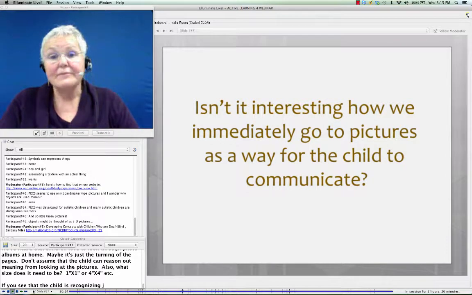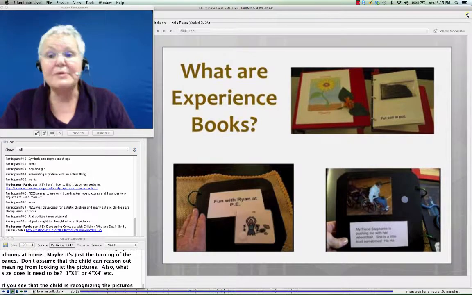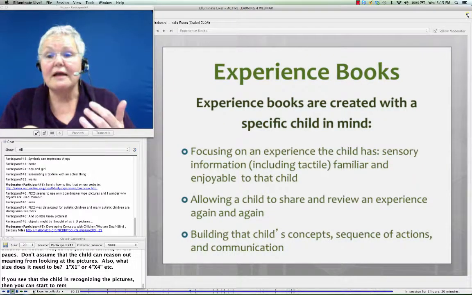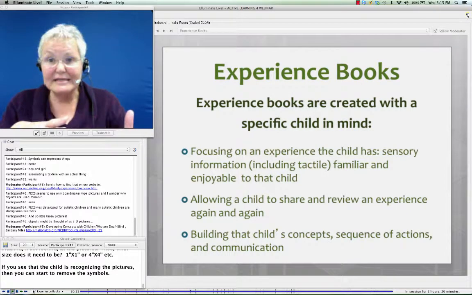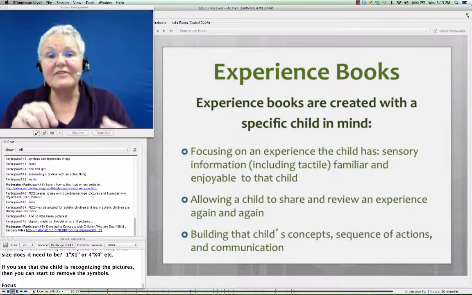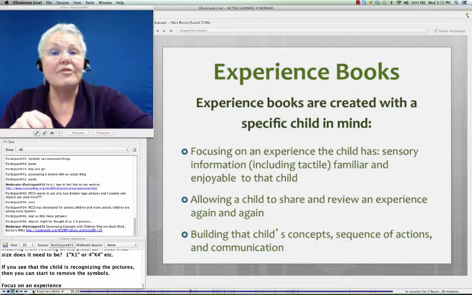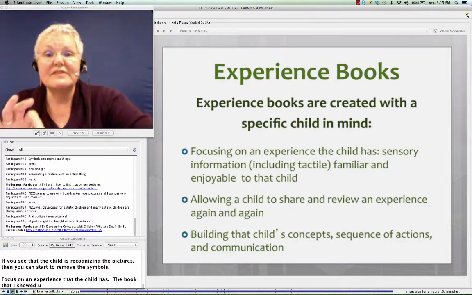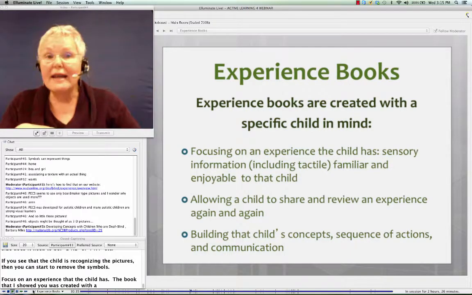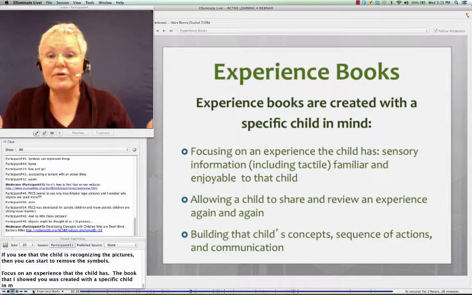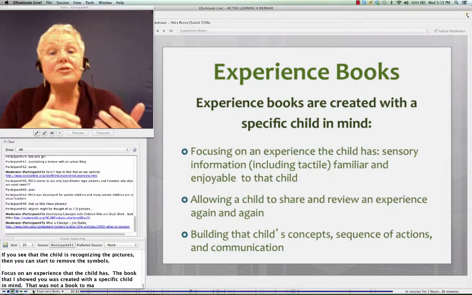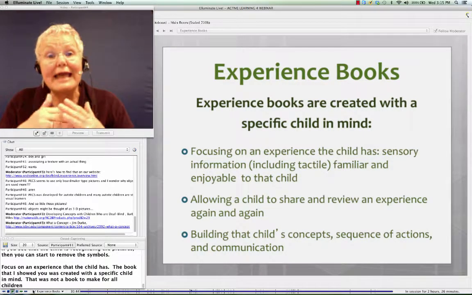Okay. So what are experience books? These are some examples. Focusing on an experience the child has. They're created with a specific child in mind. The book that I showed you, that was created with a specific child in mind. This was not a book to make for every child. Allowing the child to share and review an experience again and again and again.